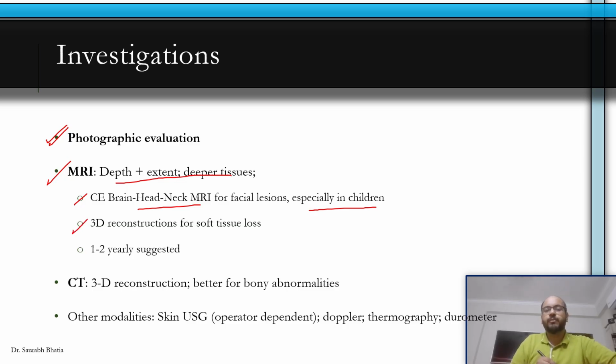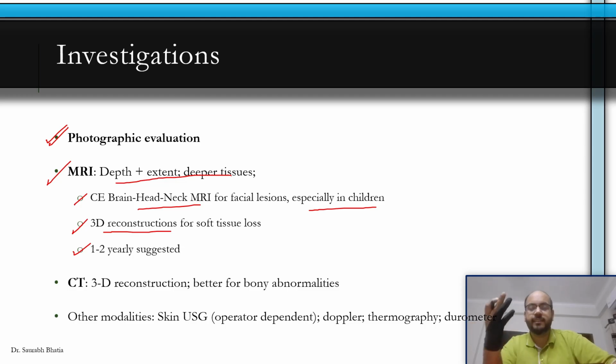MRI can also help to reconstruct 3D models and look at exactly what is the extent of involvement or the extent of soft tissue loss. In fact, the suggestion in Rook's is that you have to do it at 1 or 2 yearly intervals, but it is only a suggestion. I don't think it's part of any guidelines as of now, but it's better to have a baseline evaluation using an imaging modality in case of head and neck involvement like linear morphea or any morphea over the head and neck region, to look at the deeper organ involvement.